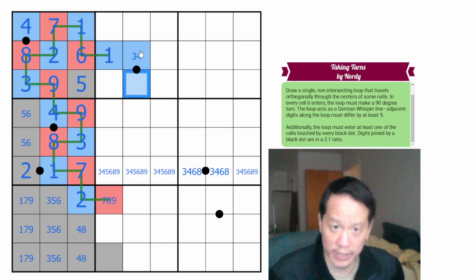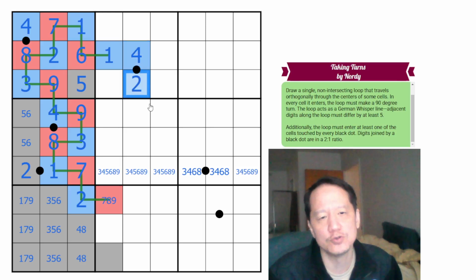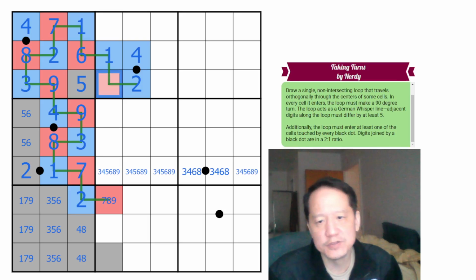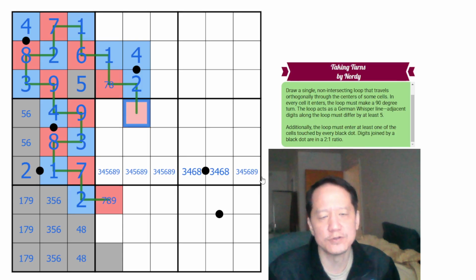Well, since this is low, it can never be a 3 next to it, because a 3 is always next to a 6 on a black Kropke dot. So therefore, this has to be 4 and 2 specifically. It has to go this way then. So it has to enter here, then here, which makes this a high, and this is 7 or 8. It must go another 90 degrees. It can't go this way, so it must go this way, which means this is high. So this is also 7 or 8.